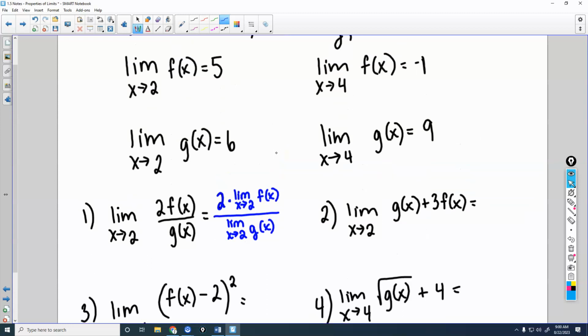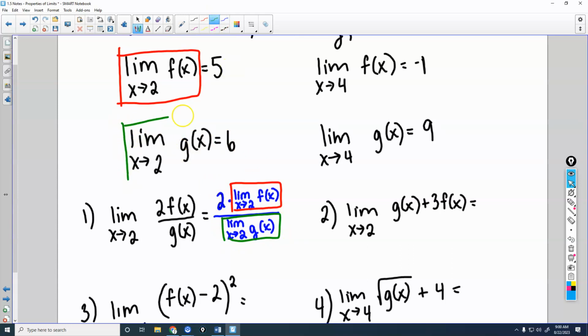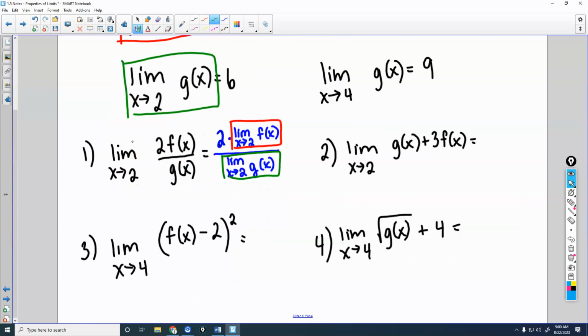And then if we look up here, we know that the limit as x approaches 2 of f of x equals 5. And we know that the limit as x approaches 2 of g of x is what we have right here. That equals 6. So essentially, we are just plugging those values in. So 2 times 5 over 6, which is going to give us 10 over 6, which we could reduce to 5/3. Now, I would never write that middle step if I were doing these problems. I'm just trying to show you why they gave you that long list of properties.